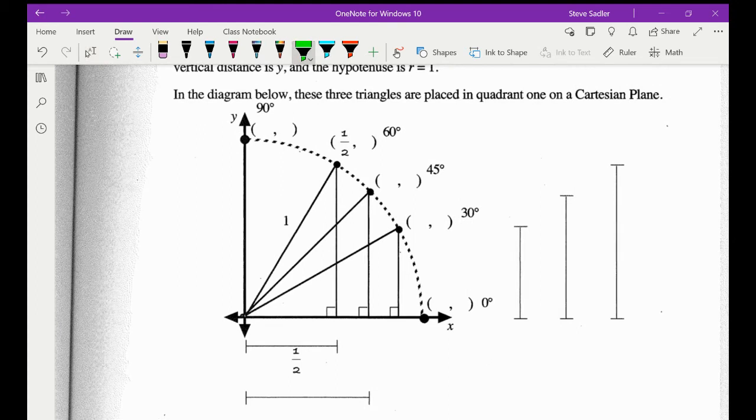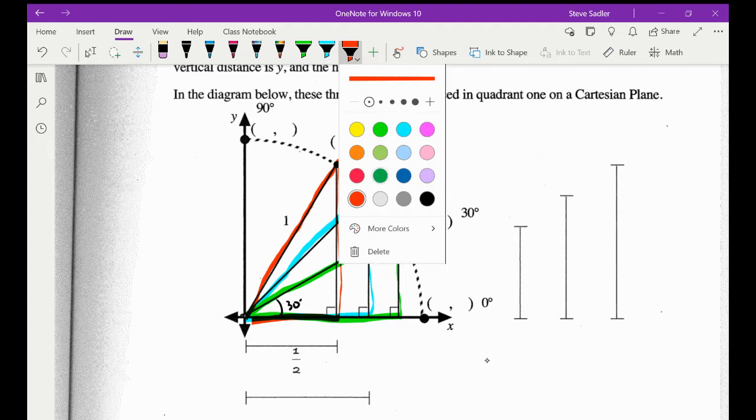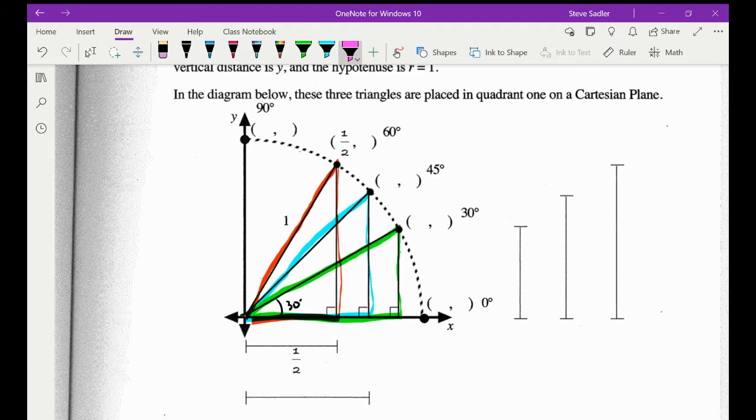You can see the 30-degree triangle is drawn like that. The 45-degree triangle is drawn like that. And the 60-degree triangle is drawn like that. Because they all have a radius of 1, it creates a bit of a circle. And obviously we have 0 degrees down here and 90 degrees up here. We looked at all of those in the last couple of units.